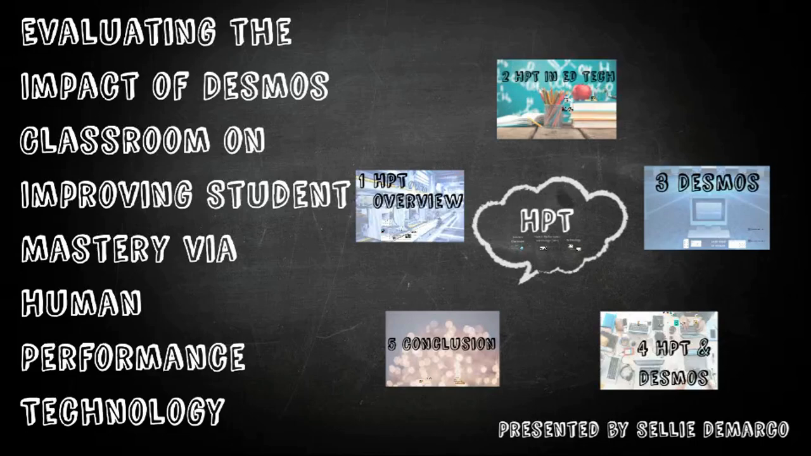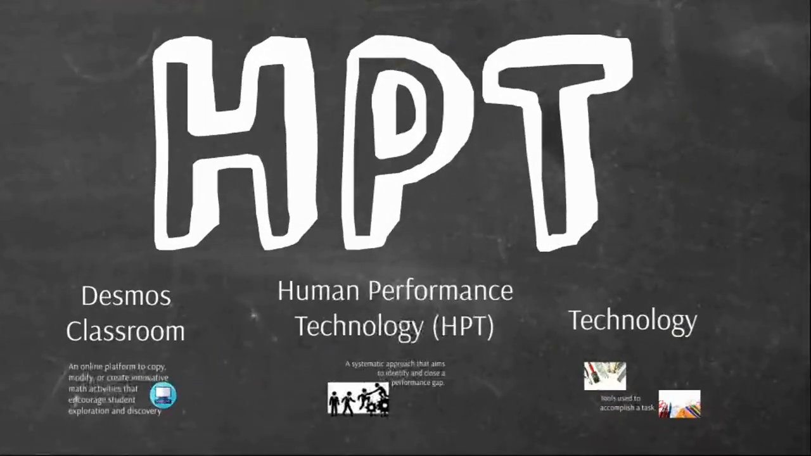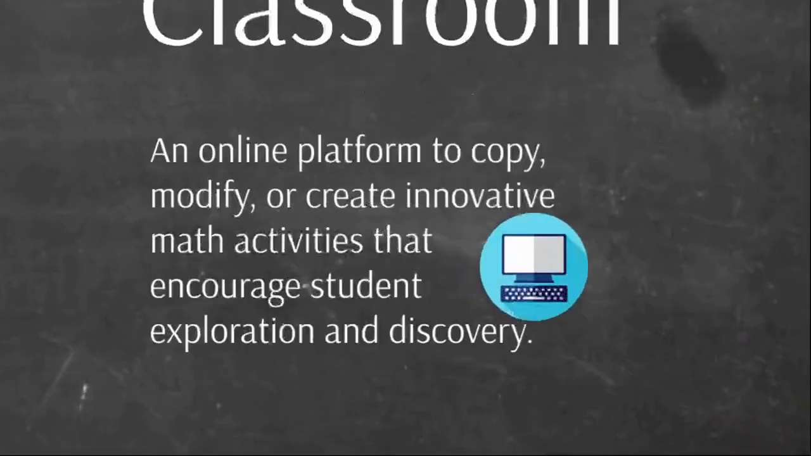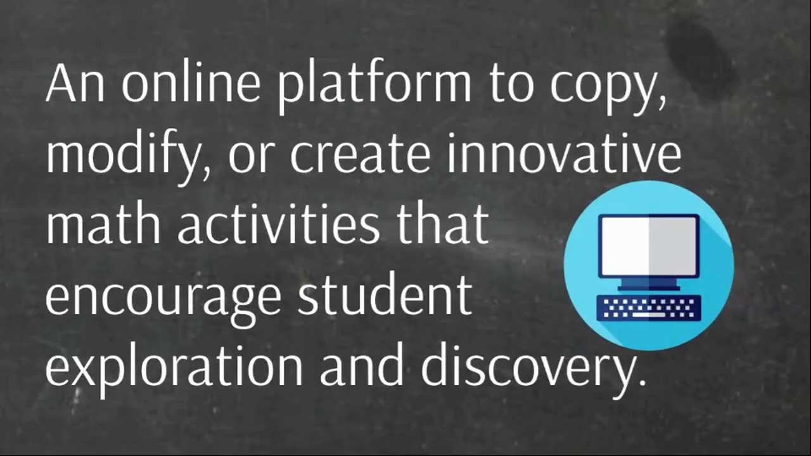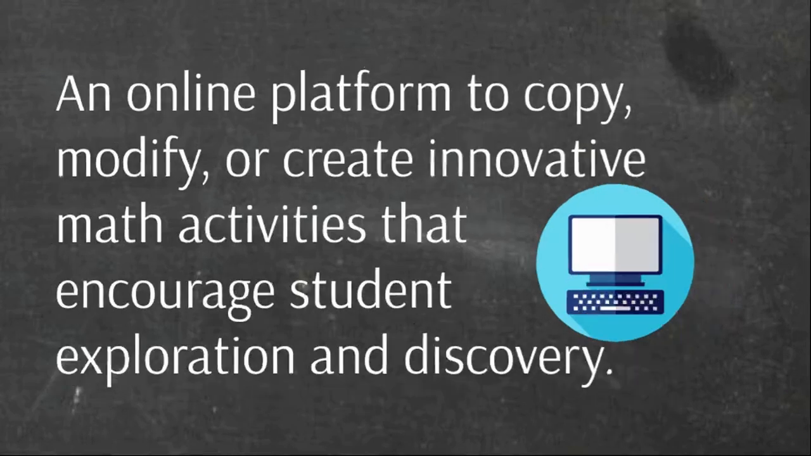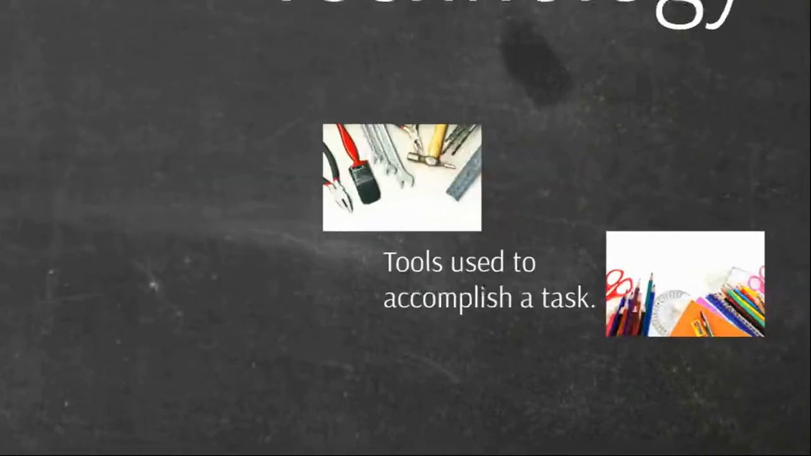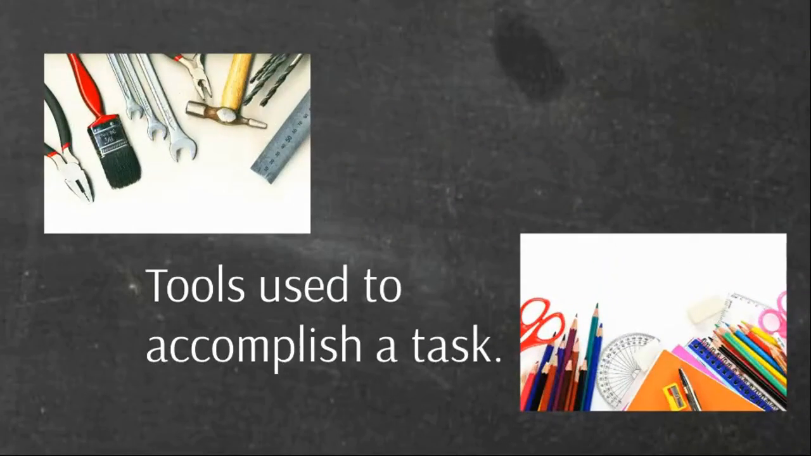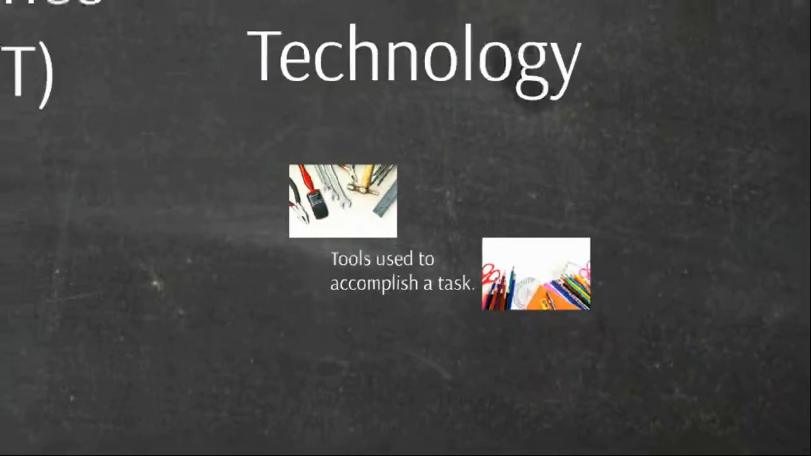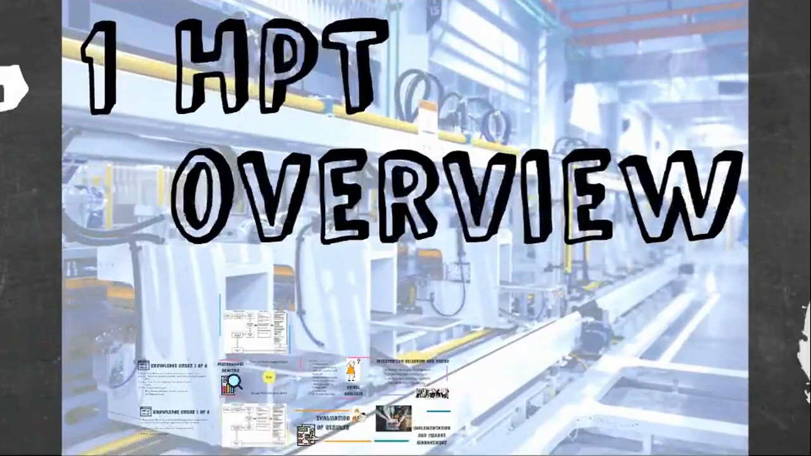Before we look at the overview, let's start with some key terms. First, Desmos Classroom is an online platform to copy, modify, or create innovative math activities that encourage student exploration and discovery. Next, human performance technology is a systematic approach that aims to identify and close a performance gap. And finally, technology refers to any tools used to accomplish a task. Let's look at an overview of HPT.